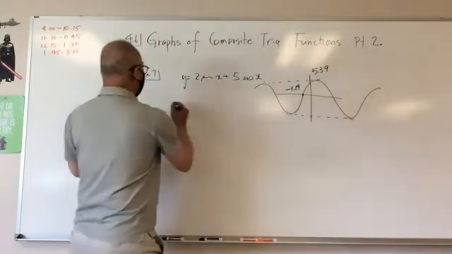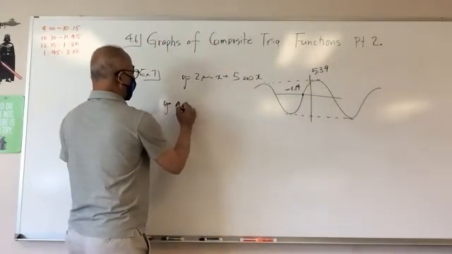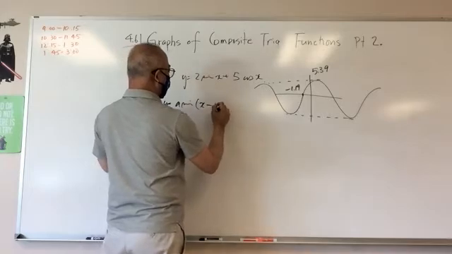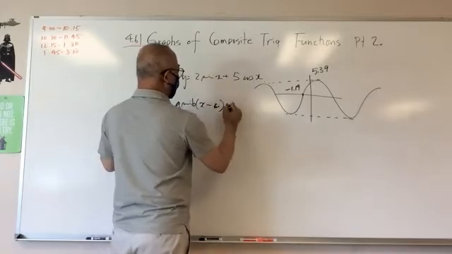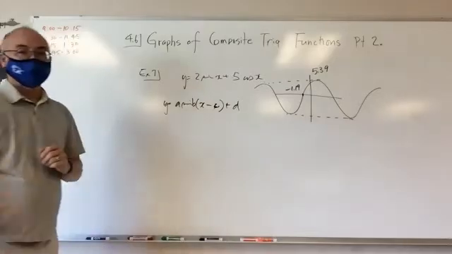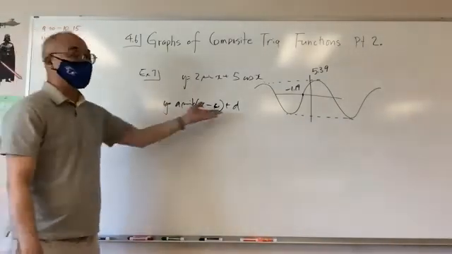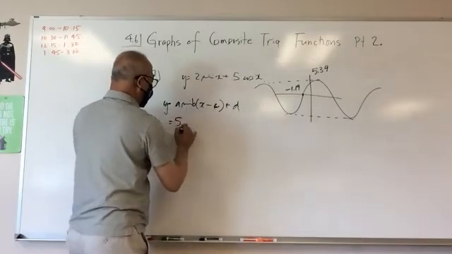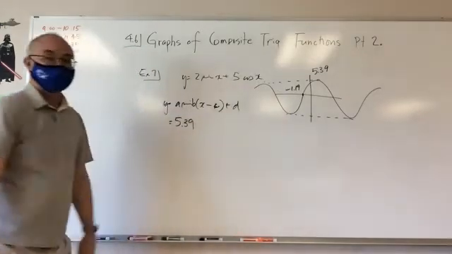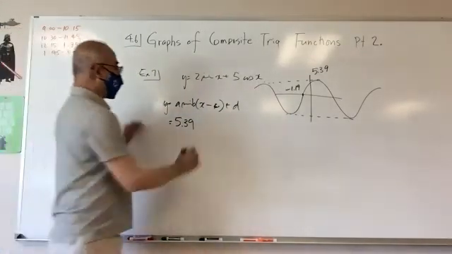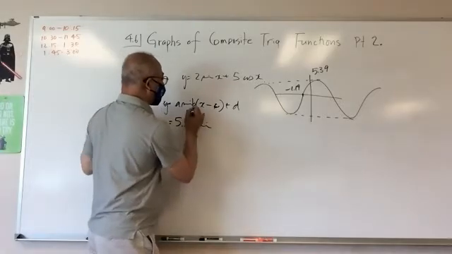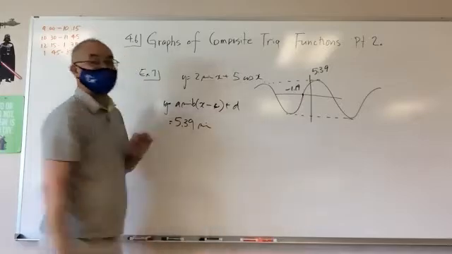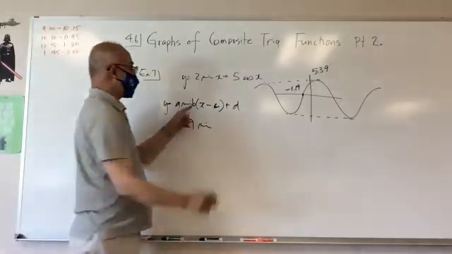So if I'm going to write this in the form where y is equal to a sine of b times x minus c, plus d, which is a normal sinusoid, our A is the amplitude. We have found the amplitude to be 5.39, and we know it's a sine. We know that B is 1 because the period is 2 pi, so B is 1.